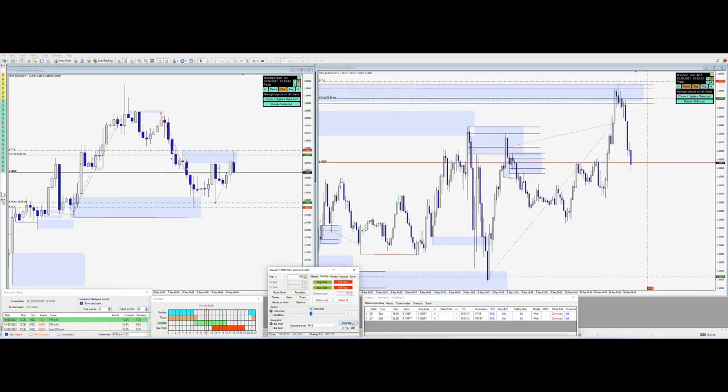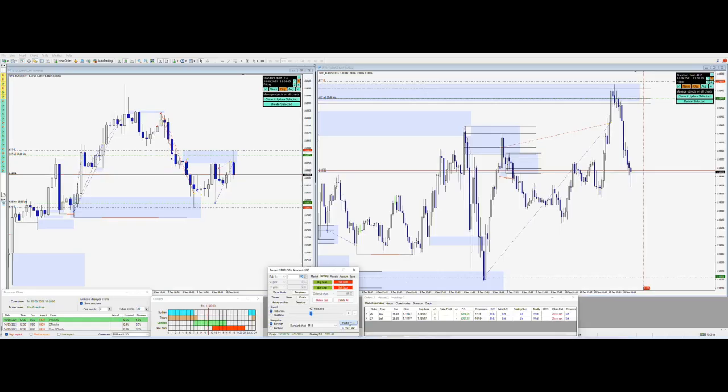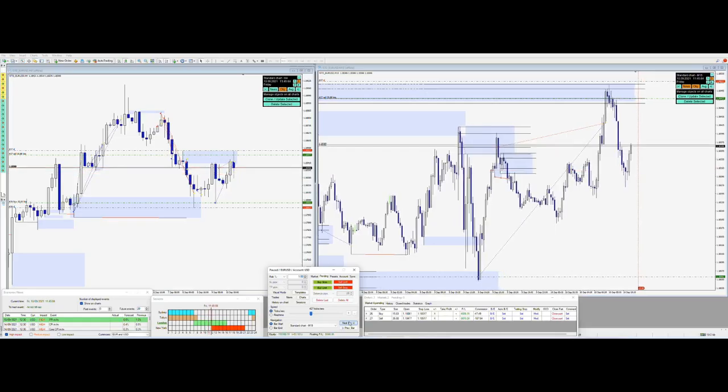Okay, it looks like it's playing out pretty nicely. I'm going to leave the management of this long because I've already taken 50%. It's pro trend. I don't really want to cut myself too short any more than that in case it does break out higher.